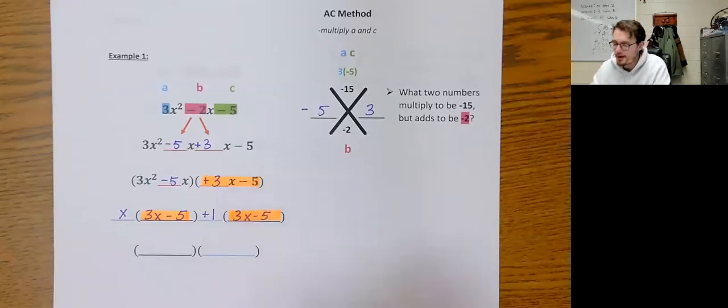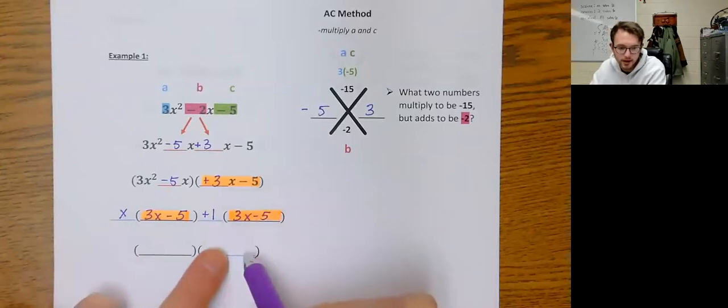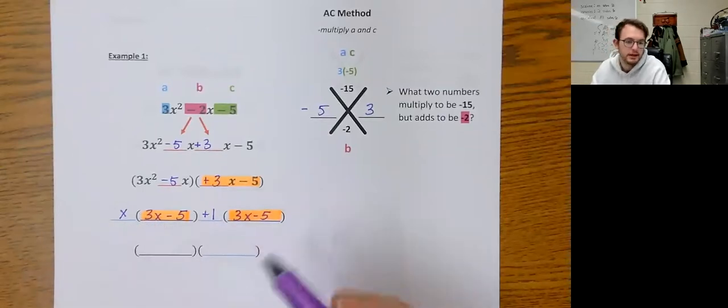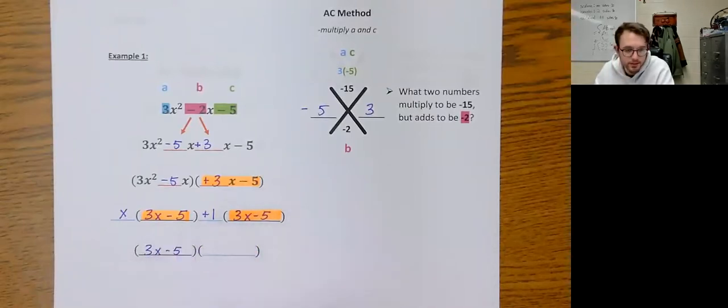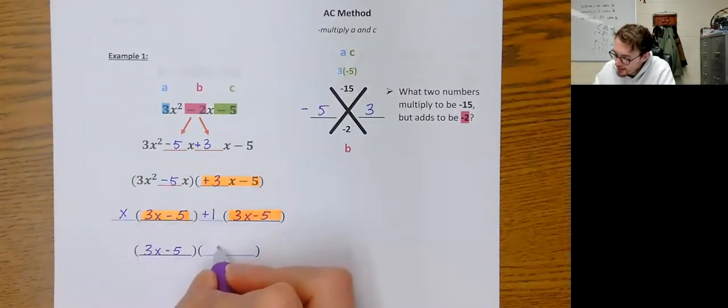And I tried to on this packet, you see how the blue line, black line, black line. So they're supposed to go together. So I'm going to put the 3x minus 5 here. Those become one term. And the x and the plus 1 becomes the other factor.